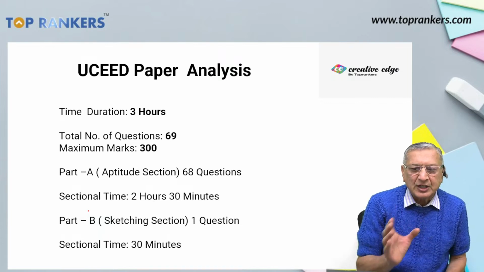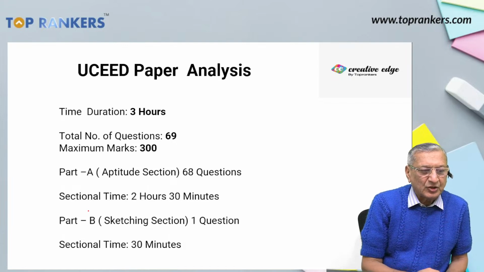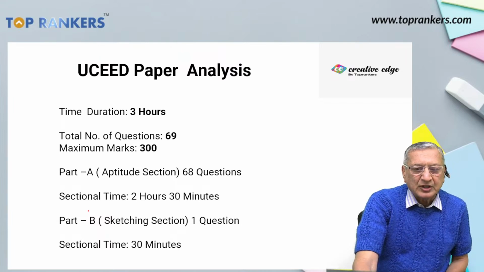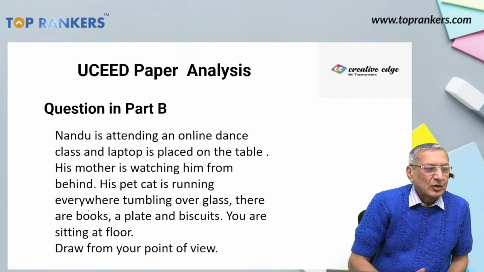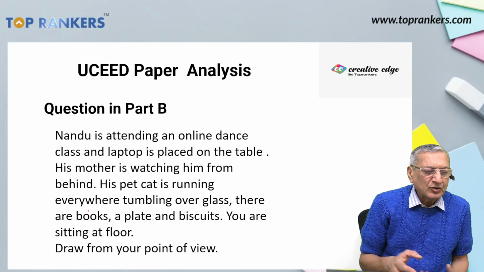Now, whatever question I am giving to you is an approximate question, because I wasn't there in the examination hall, and the question has been compiled based on what was narrated by different students of my institute. The question in part B: Nandu is attending an online dance class and the laptop is placed on a table. His mother is watching him from behind. His pet cat is running everywhere, tumbling over a glass. There are books, a plate, and biscuits. You are sitting on the floor.